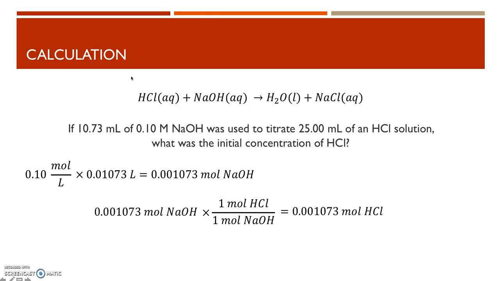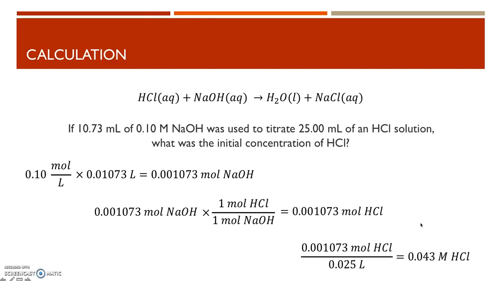I'm going to use that mole-to-mole conversion factor from the balanced chemical equation, 1 mole of HCl for every 1 mole of NaOH. And again, NaOH is in the denominator so that I can cancel my moles of NaOH and have moles of hydrochloric acid left over. And then I can use my moles of hydrochloric acid and my volume of hydrochloric acid to determine the molarity, or the concentration of hydrochloric acid.